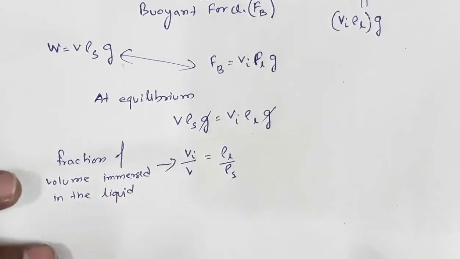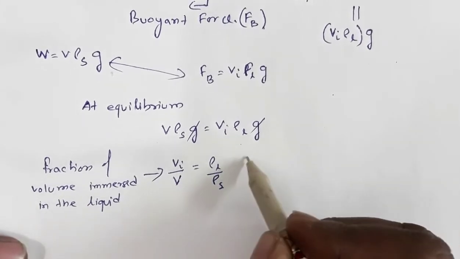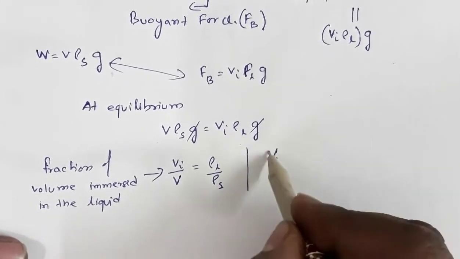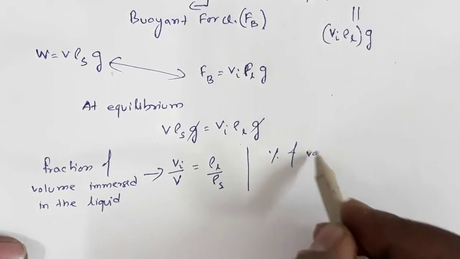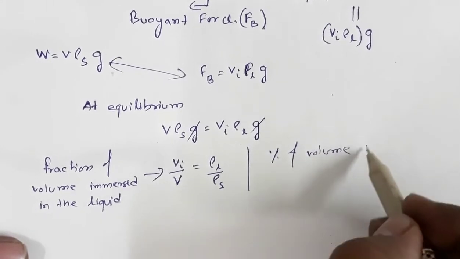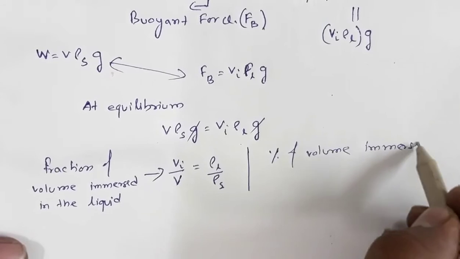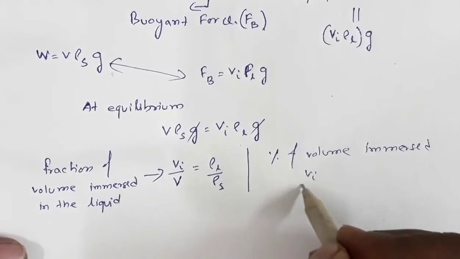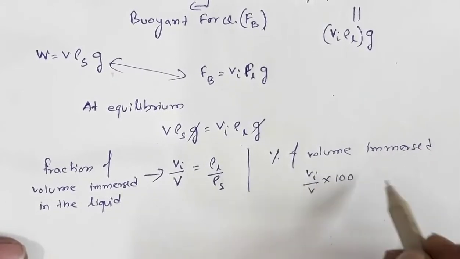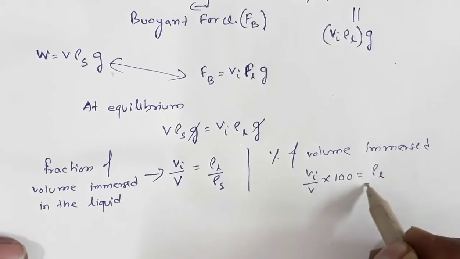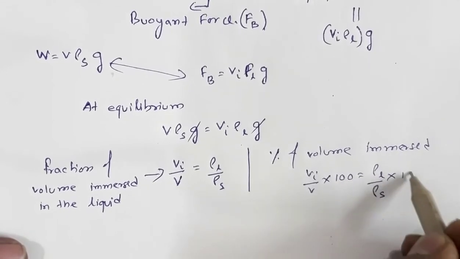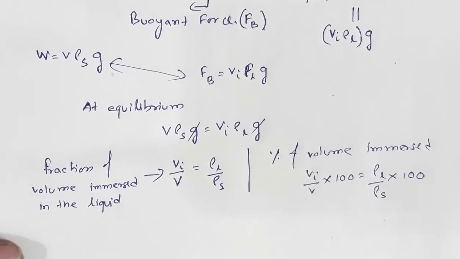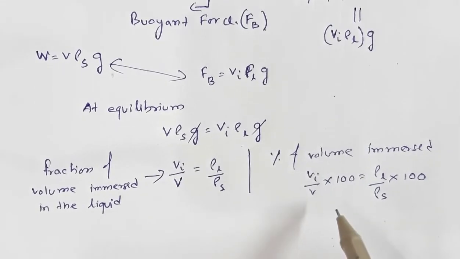Or fluid. Now, if you are asked to calculate the percentage of volume immersed, then you simply multiply this quantity by 100. It will be equal to rho L by rho S into 100. So this is the expression for the fraction of volume immersed.